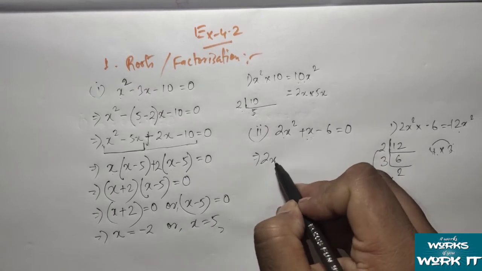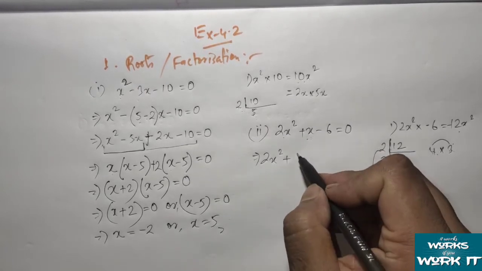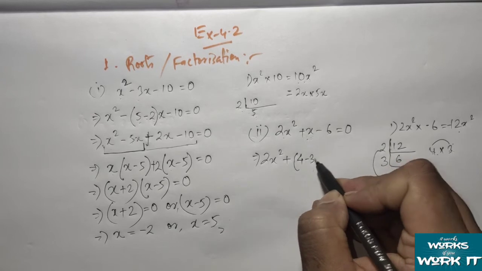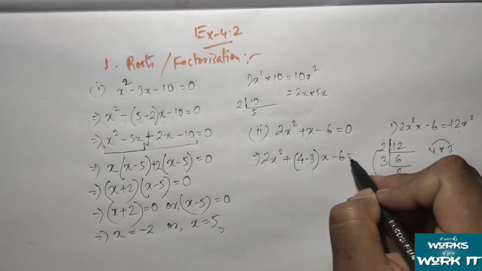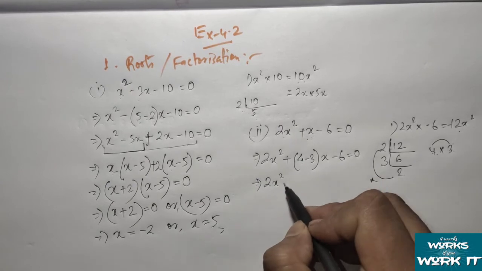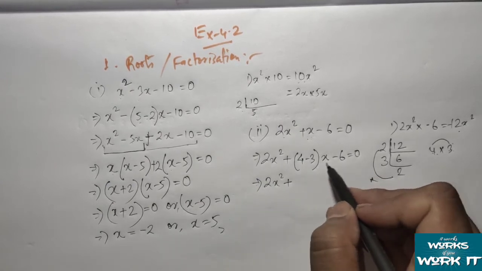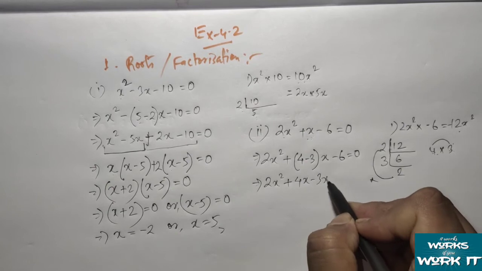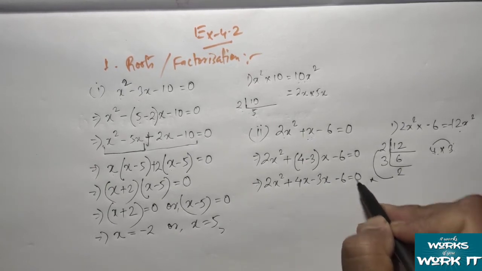So what will be the next step? 2x square plus 4x minus 3x minus 6 equal to 0. So again 2x square plus, this bracket being removed, 4x minus 3x minus 6 equal to 0.